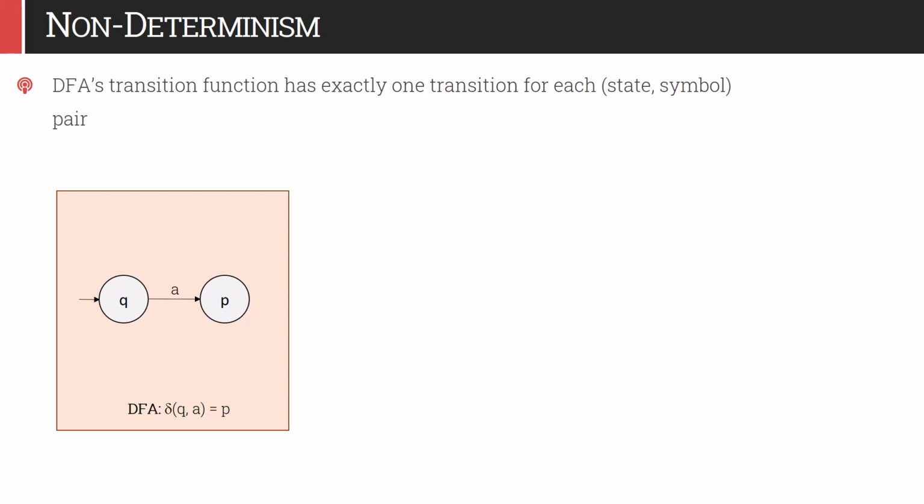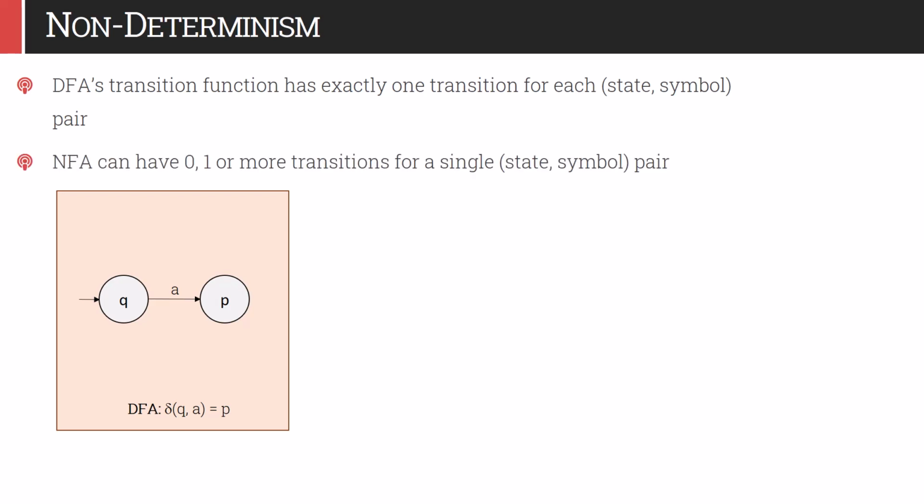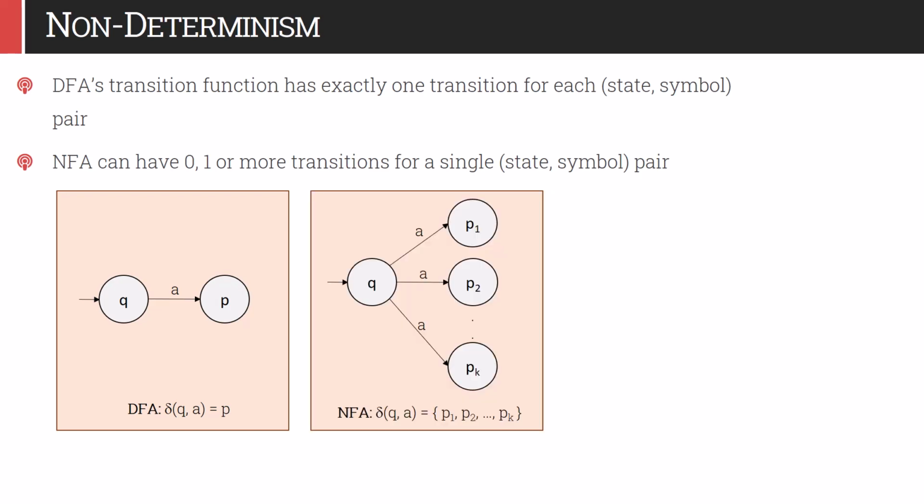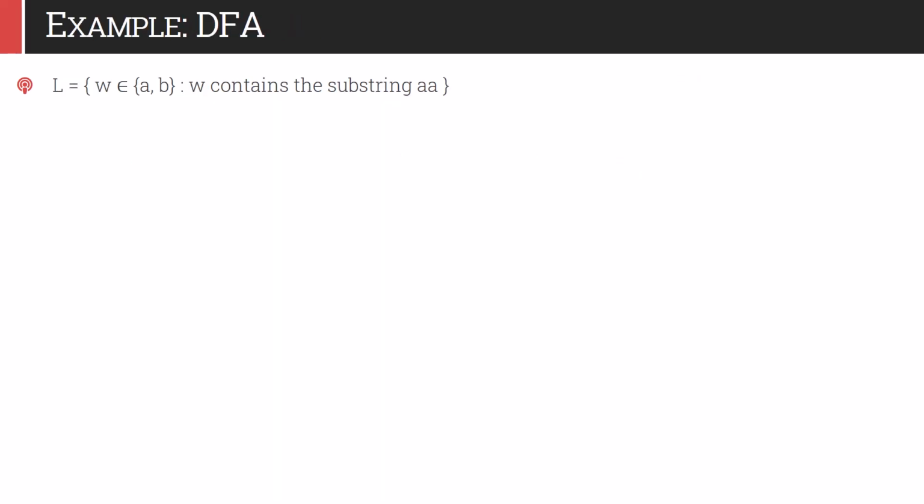Here the transition is fixed, but in case of NFA, we can have 0, 1 or more transitions for a state symbol pair. As we can see in the diagram, from state Q, if we read input alphabet A, then we can move to state P1, state P2 or some state Pk. That means here we are moving to a set of states instead of a single state as in DFA. The transition function for this can be defined as delta Q comma A is equal to the set of all the states P1, P2 up to Pk, where we can move by reading A from state Q. Let us see some examples.